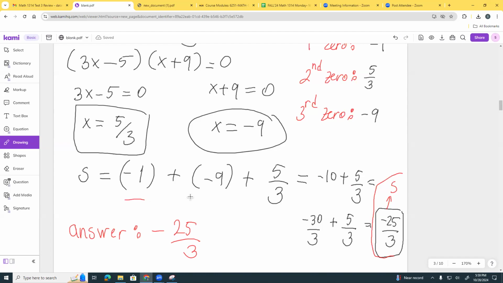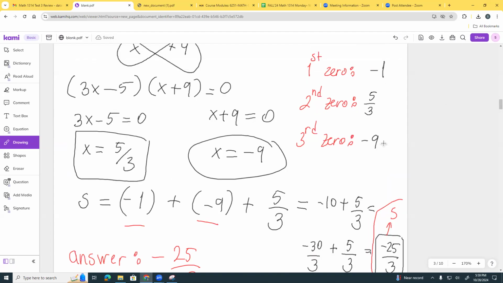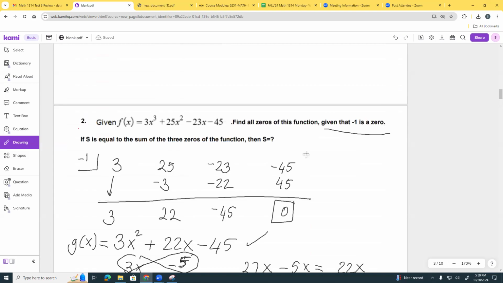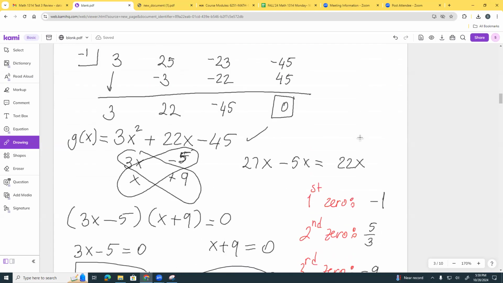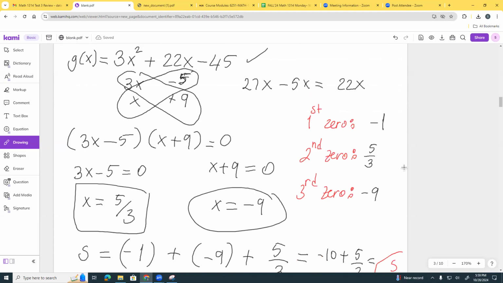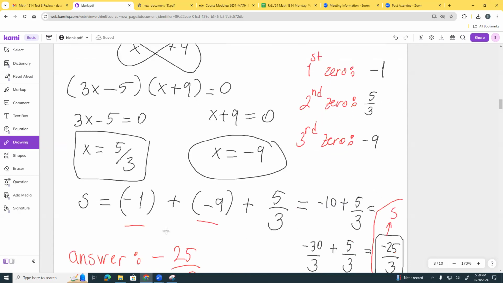First, I added the negative 1 with negative 9. I just changed the order. Negative 1 is the first zero, negative 9 is the third zero. Where did minus 1 come from? Remember, it's a given zero in the problem. Negative 1 is given in the problem. We found the other 2, so we just had to add all these 3 numbers.